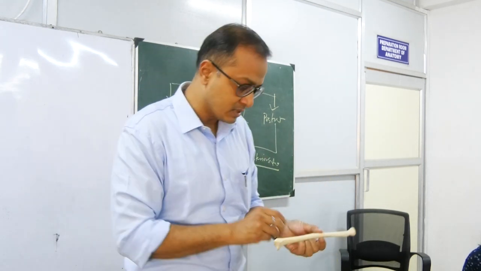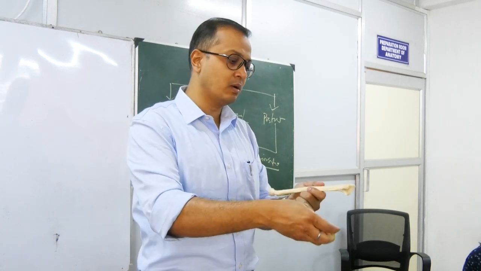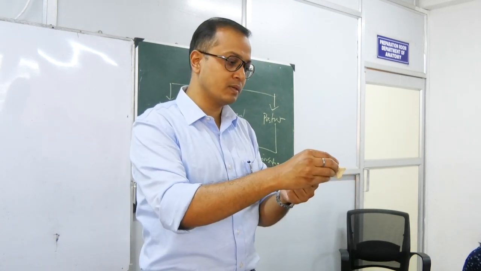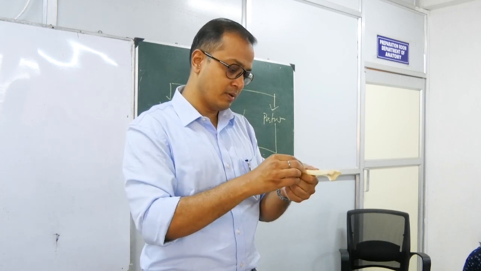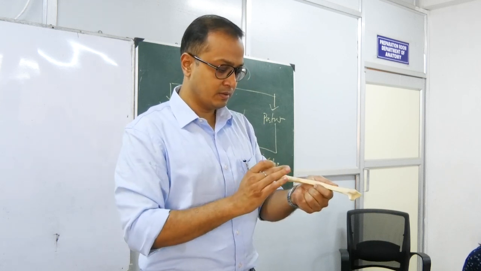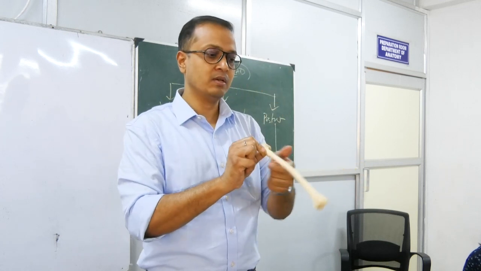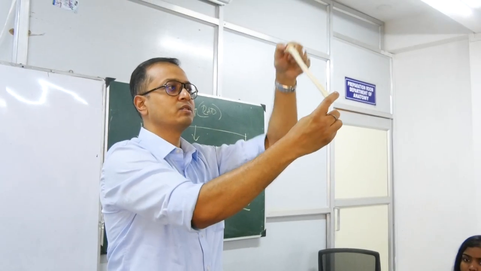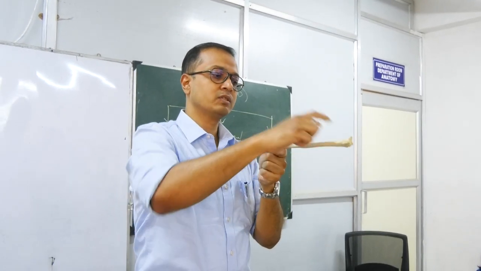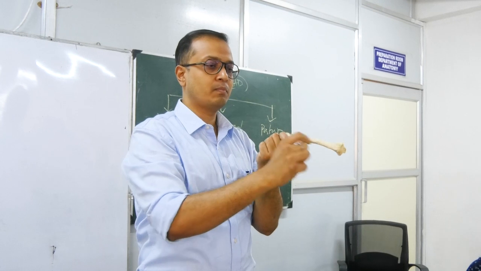The posterior border is lying on the back side. You find the tubercle, which is the prominent one. We call it the dorsal tubercle. From the dorsal tubercle it moves up and ends into the same radial tuberosity. So that's the posterior border, which is present on the back side. So three borders you have to identify: the interosseous border, the anterior border, and the posterior border.